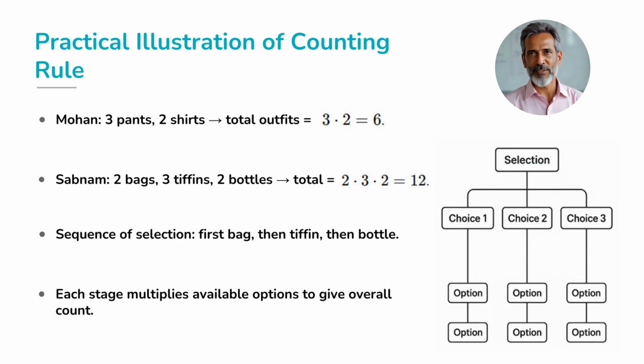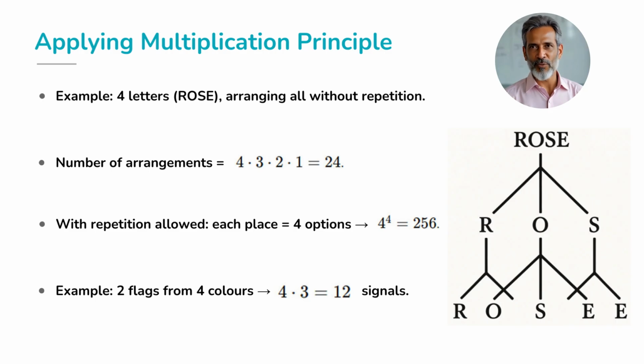Notice the sequence of selection, first bag, then tiffin, then bottle. At each stage, the available options multiply to give the overall count. That's exactly how the multiplication rule works in practice. Alright, now let's move from lunch boxes to language.